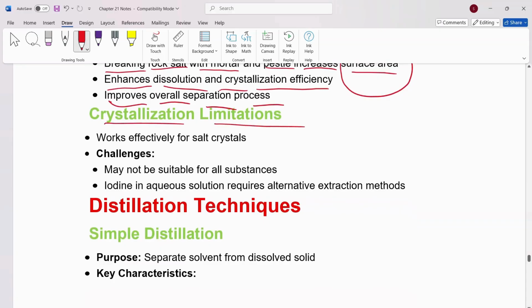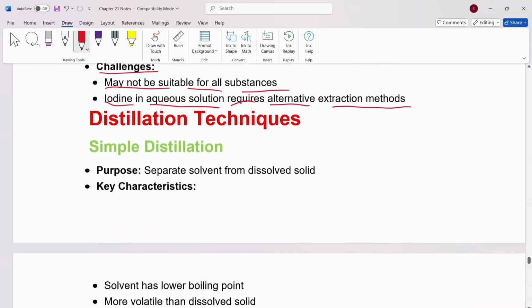Now, some limitations of the crystallization process: it works effectively for crystals, salt crystals. Challenges include that it may not be suitable for all substances. Iodine in aqueous solution requires alternative extraction methods.